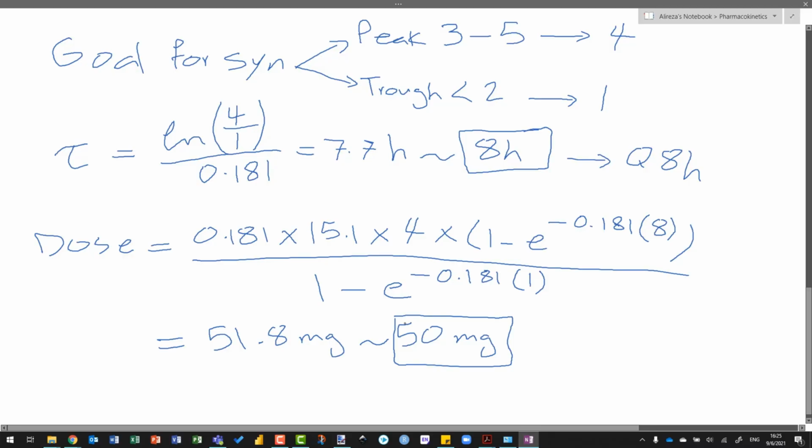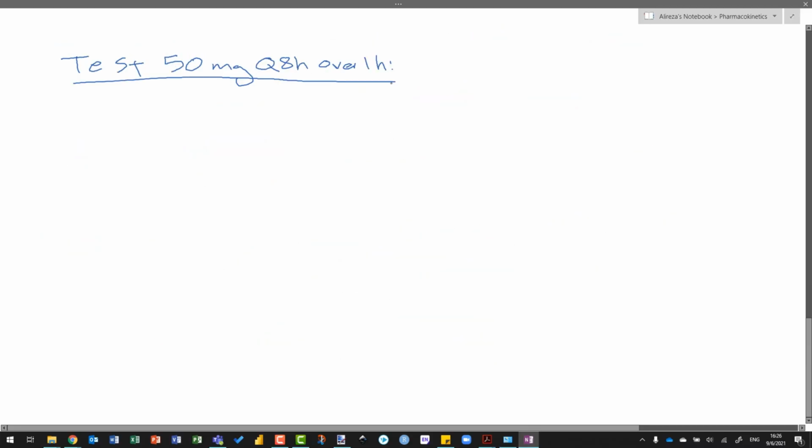Before we recommend this, since we did some rounding, we want to make sure that if we recommend this dose, we will get the peak and trough that we want. So we're going to test 50 milligram every 8 hours over 1 hour to see what the predicted peak would be. So now remember, we wanted to get a peak of 4. Now we're going to calculate what would be predicted.